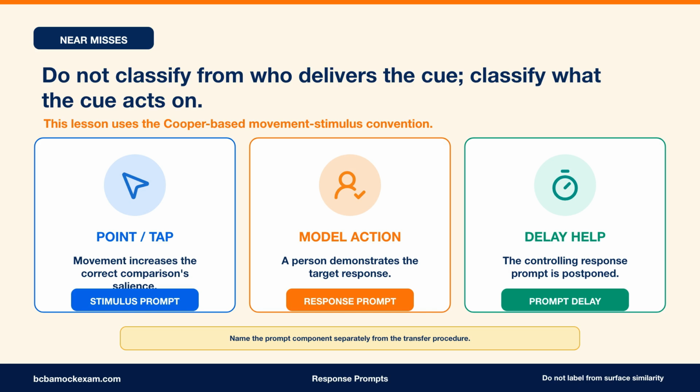Three nearby actions illustrate why labels must follow function. Pointing or tapping toward the correct comparison is treated here as a movement stimulus prompt. Demonstrating the target action is a model response prompt. Waiting before delivering a controlling response prompt is prompt delay. The same therapist may perform all three, but who delivers the event does not determine its category.